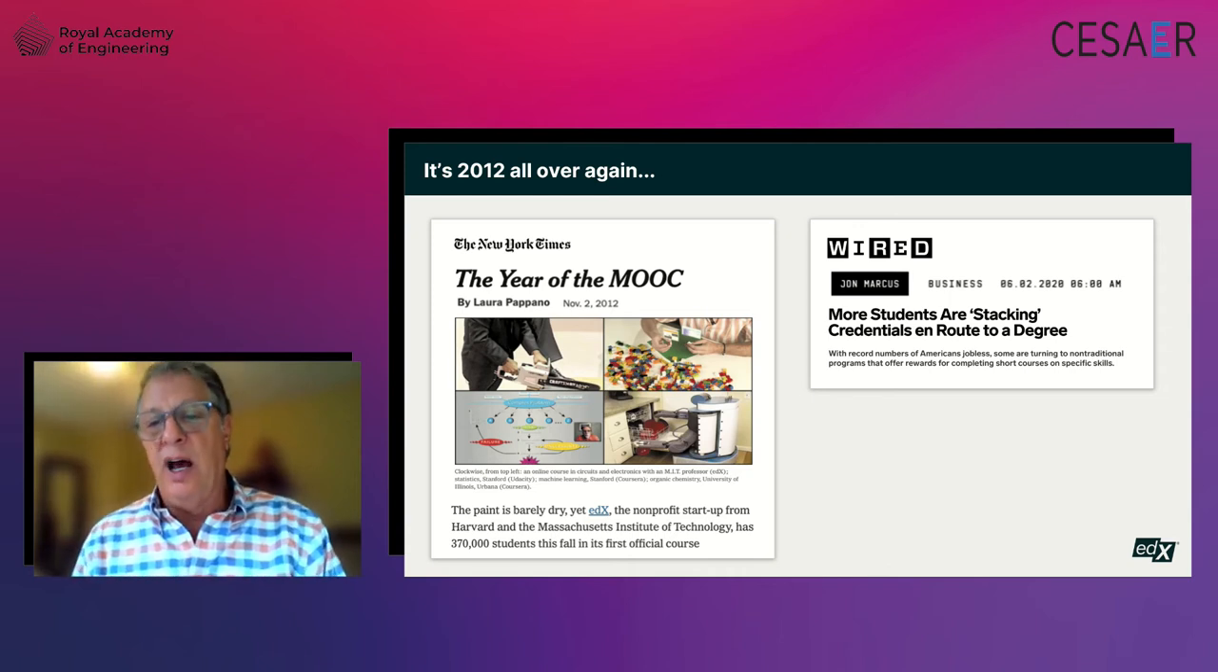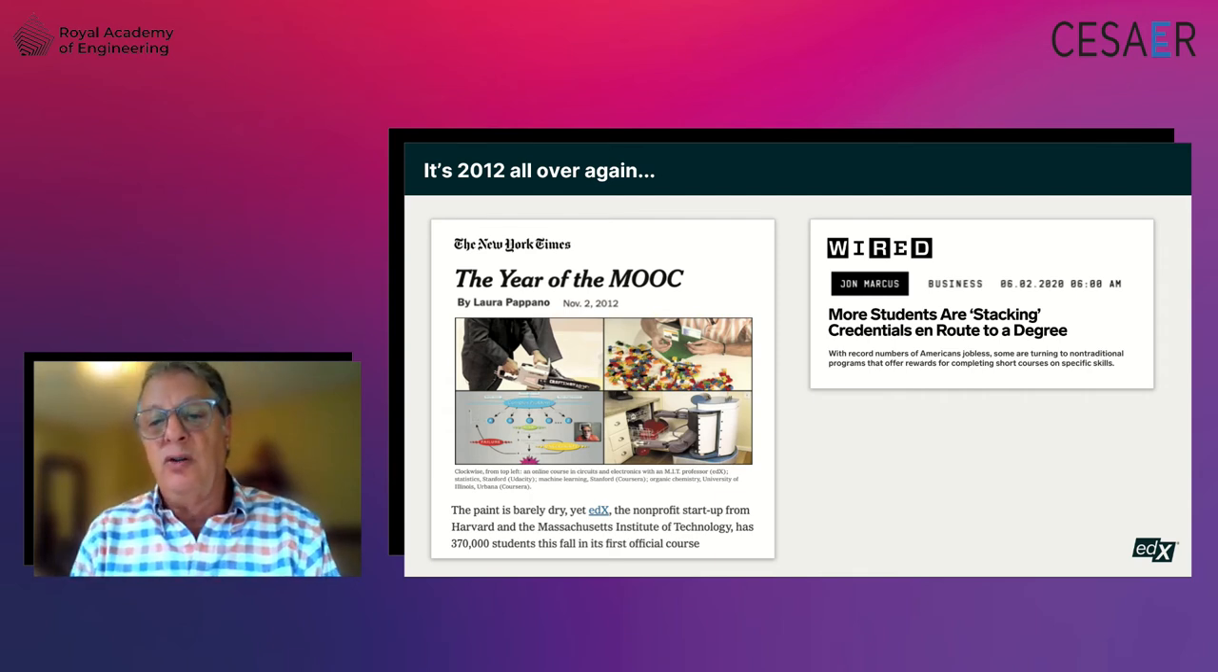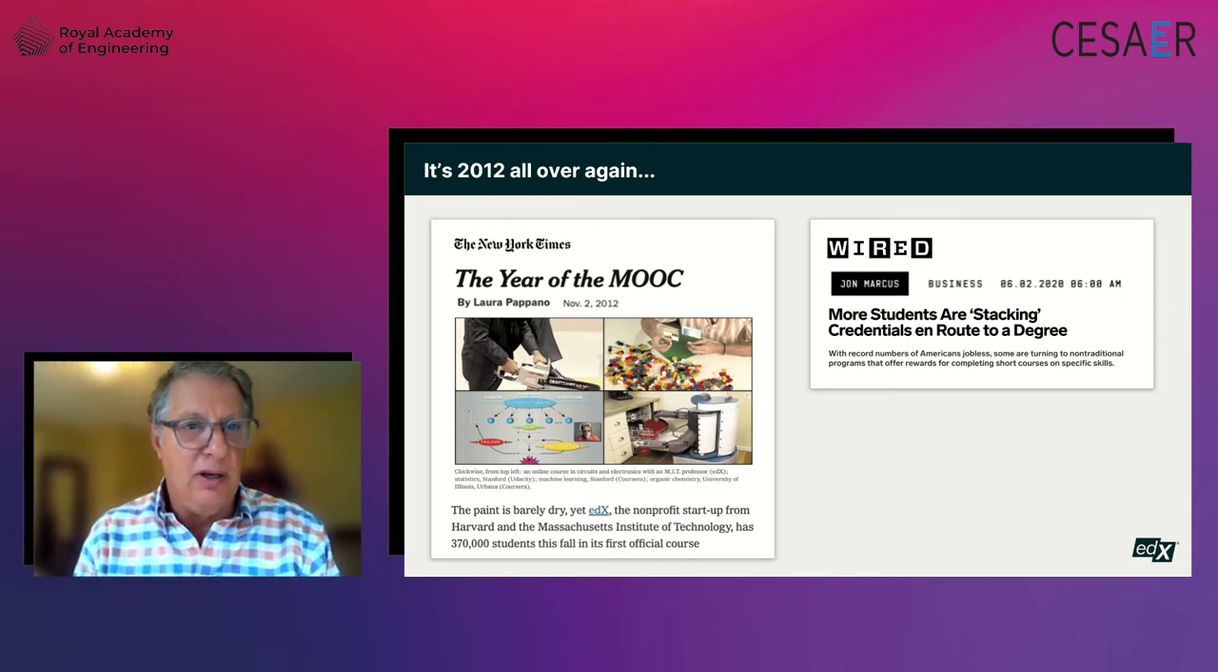So what happens now in 2020? If you look at that little headline on the left, students are stacking credentials en route to a degree. And this is another very important point if we think about what's going to happen 30 years from now, and it's something that we propagate. Next slide, please.